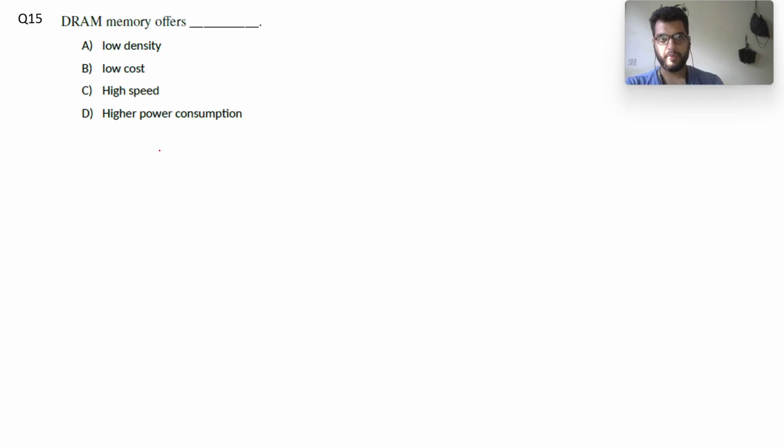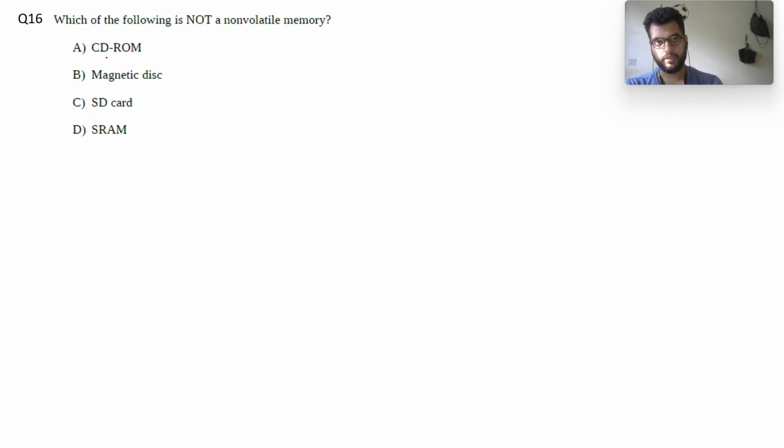Then we have: DRAM memory offers low density, low cost, high speed, high power consumption. So it offers low cost. Density is quite high, speed is average, not that much, and the power consumption is low as compared to SRAM.